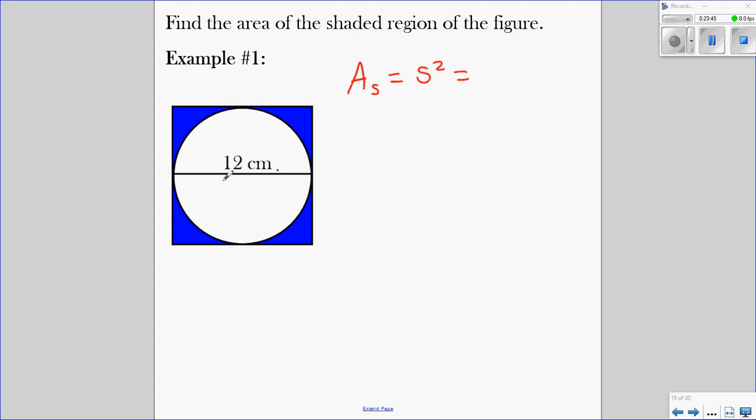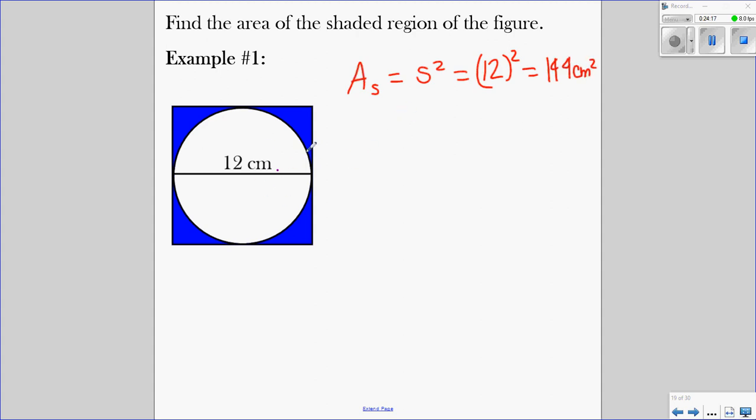How am I going to do this? Look at the diameter. The diameter is in the middle of the circle. It starts from the beginning of the circle to the other side. It is the same as the top and the bottom of this square. And we know it's a square because if you did a diameter going vertically, it would also be 12. That means this will be 12. So then our side is 12, and our area is 144 centimeters squared.